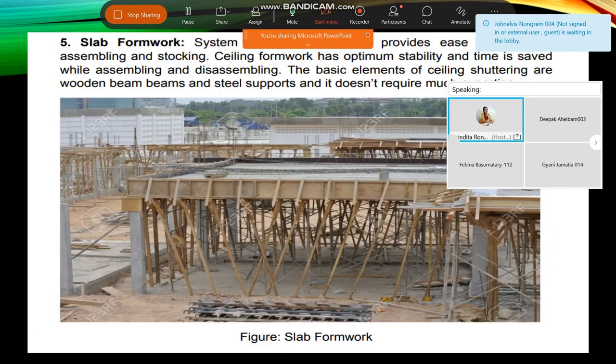Next, slab formwork. System of ceiling shuttering provides ease in transport, assembling, and stocking. So ceiling formwork has optimum stability and time is saved while assembling and disassembling. The basic elements of ceiling shuttering are wooden beams and steel supports, and it doesn't require much expertise.